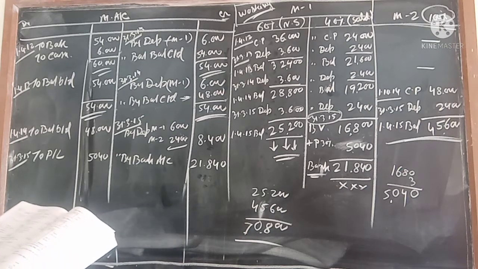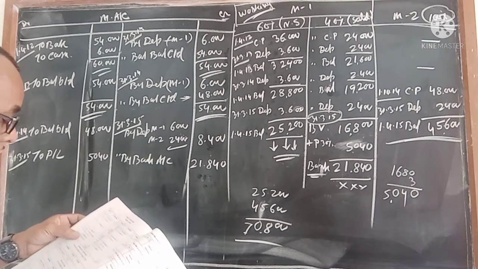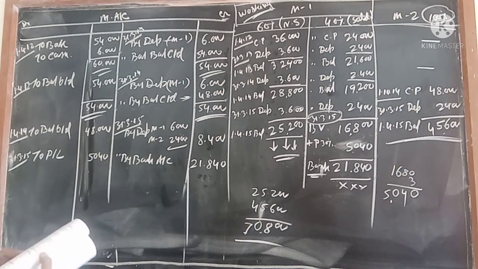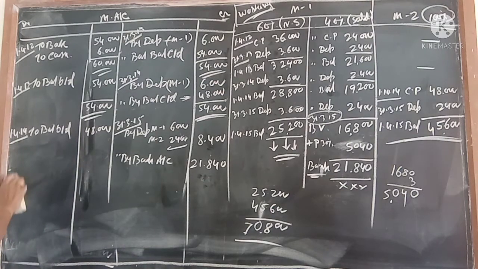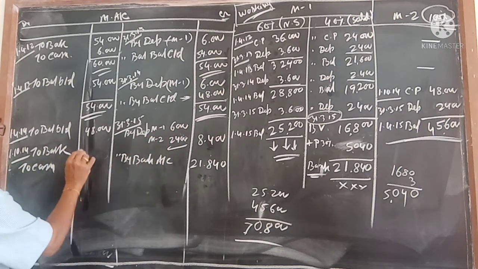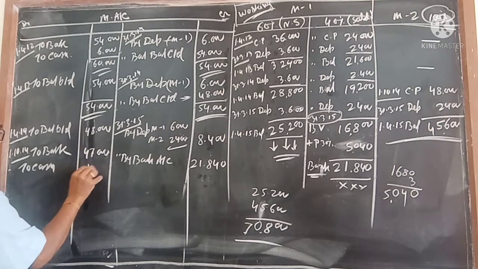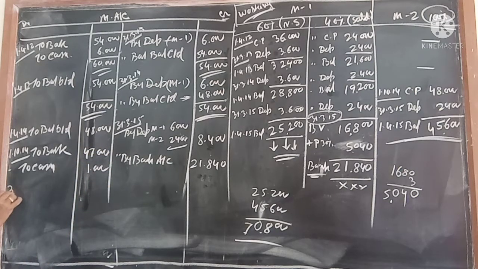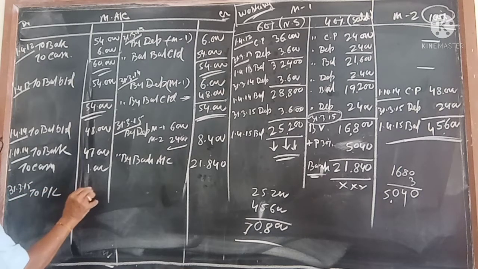Yes, I had forgotten to write the machine purchase. OK, one thing I have forgotten, let me write it. This is the profit on the machine I sold before the second machine purchase, that I have forgotten to write. That is 11014 to bank or to cash. Second machine which you purchase, that I have forgotten to write it. 47 and 1,000. Next is coming 31st 3/15 to profit and loss account, that is 5040.